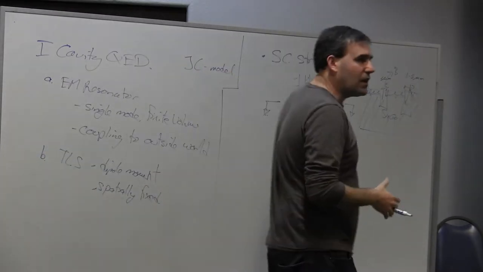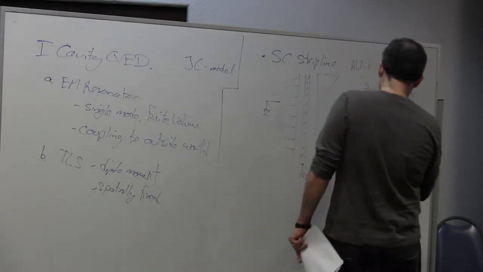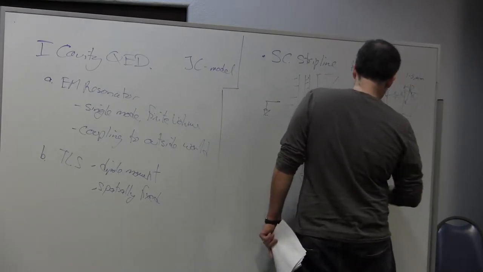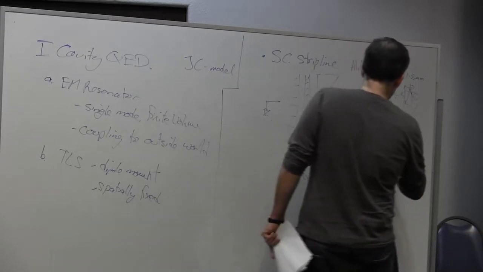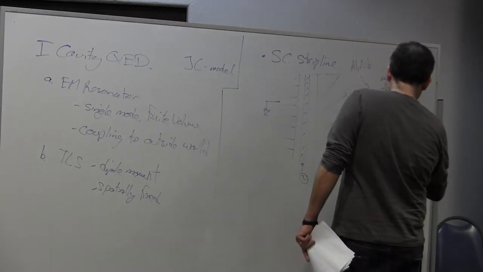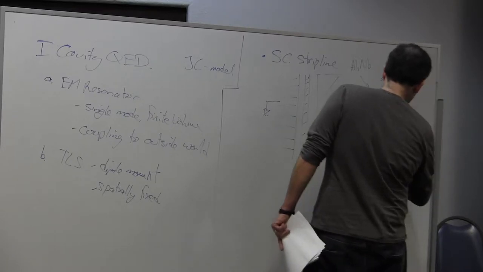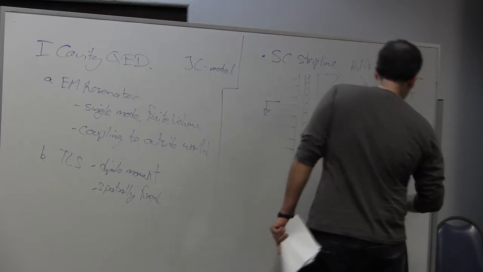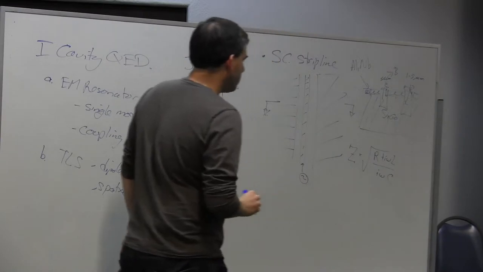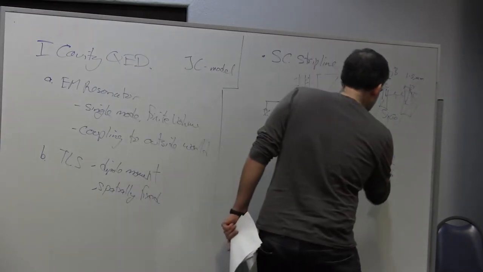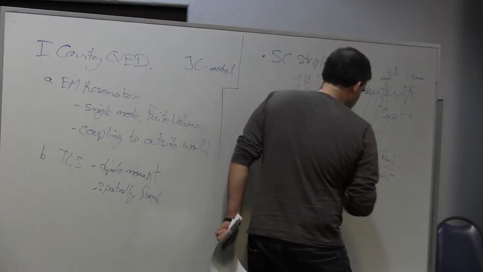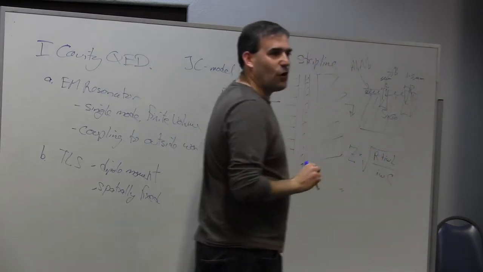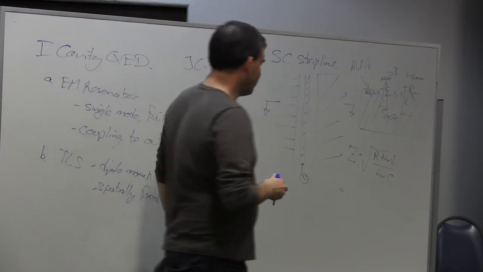All in all, these objects per unit length define a characteristic impedance, which is going to be the resistance per unit length. Here's the inductance, here's the capacitance per unit length. And this thing is almost real. Except for this resistance, it would be a real quantity. It has the units of ohms, like a resistor.